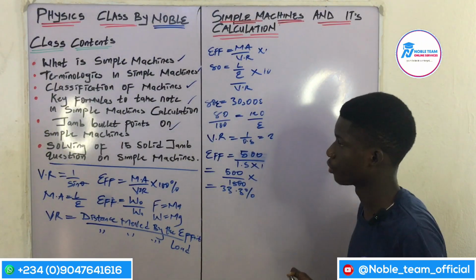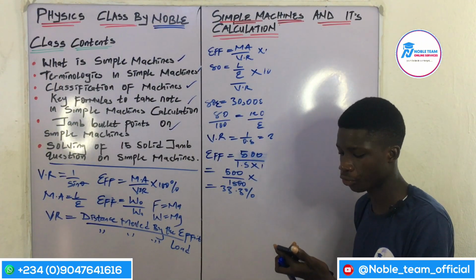Right, now the next one is question 5. We have solved question 1 to 4. Now question 5.